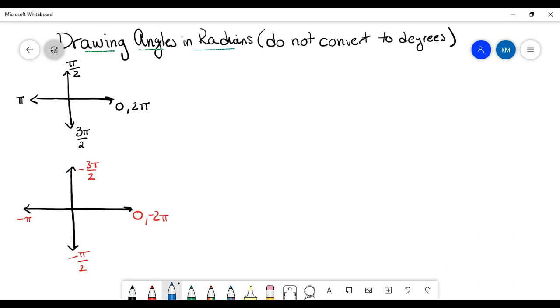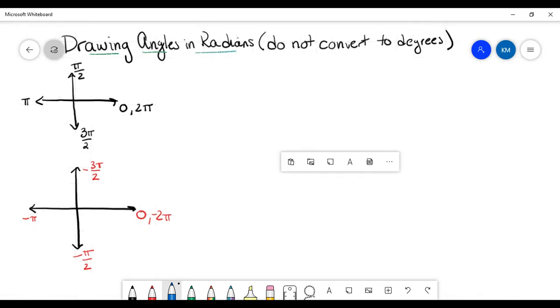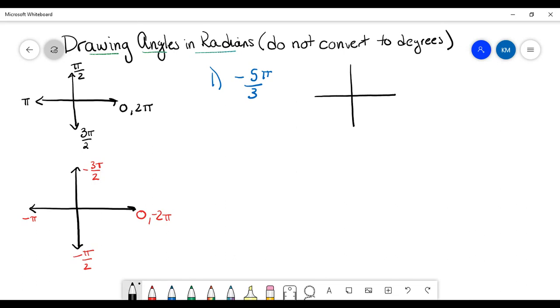Looking at our angles, one first example is going to be looking at negative 5 pi over 3, or 5/3 pi. In order to graph this, we are going to start with our axes, where our initial side will always be on the positive x-axis. So initial side, we're going to draw right here, like so. And now we're going to take our negative 5 pi over 3, rotating in the clockwise direction.